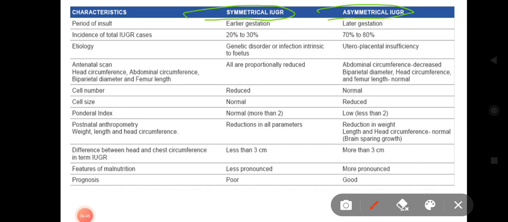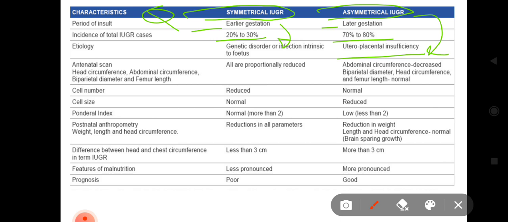Period of insult in symmetrical is earlier gestation, asymmetrical is later part of gestation. Incidence: of total IUGR cases, symmetrical is just 20 to 30%, while most of the cases are asymmetrical. Each of these points can be asked in MCQ, so this table is important. Etiology: genetic disorders are more common in symmetrical because of early gestation insult, or infection or intrinsic fetal causes, while in asymmetrical IUGR, which occurs in later gestation, uteroplacental insufficiency is more common.